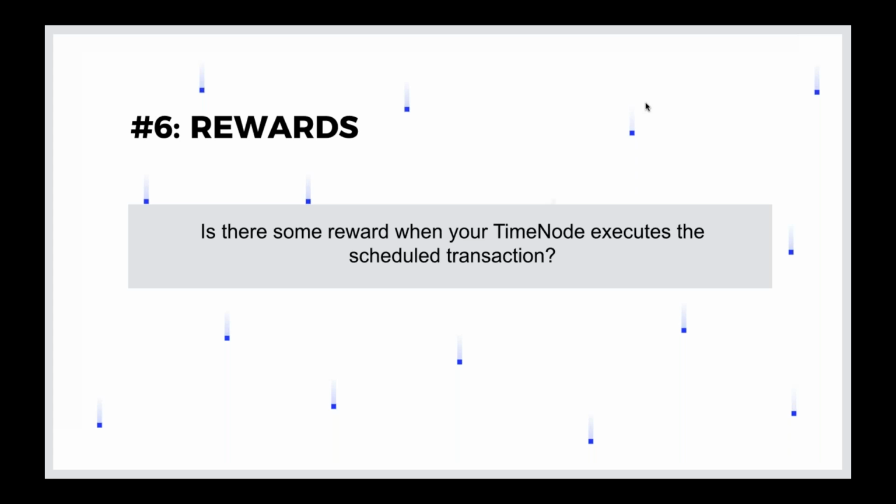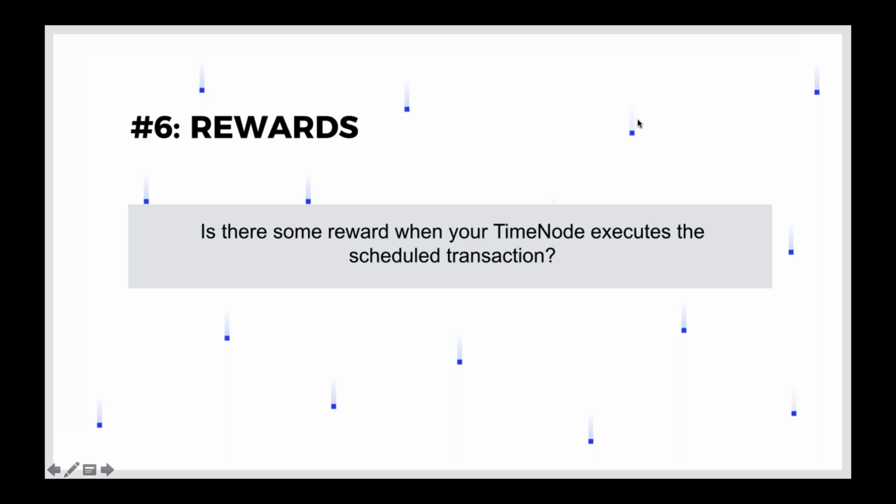And obviously, the higher the time bounty, the higher the chance that a TimeNode is going to execute it, because TimeNodes obviously also have their costs, like gas costs for executing these transactions. So yeah, you get rewards for executing as a TimeNode, and this is the model of the Ethereum Alarm Clock market.